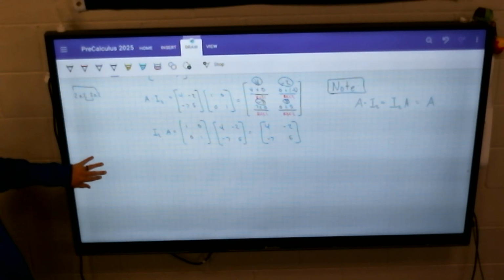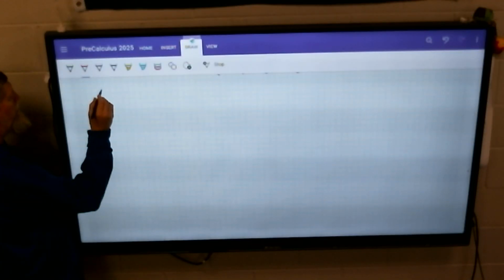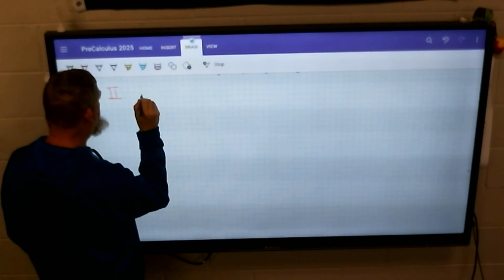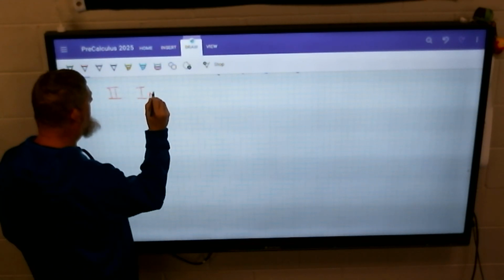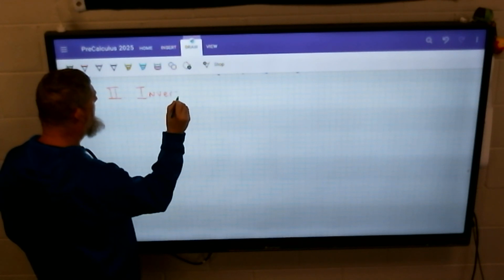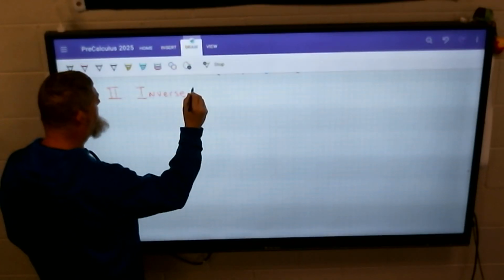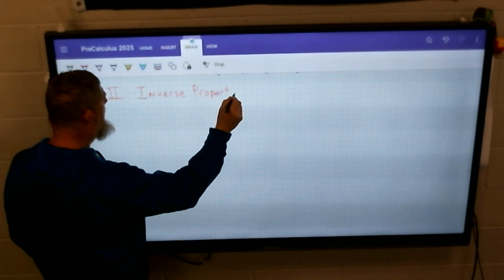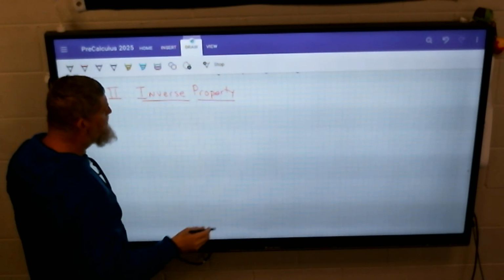Are we on Roman numeral 2? Yes. Okay. We just did the identity. We're going to use that now to help us with the inverse. Inverse property. Okay, let's review the inverse property.